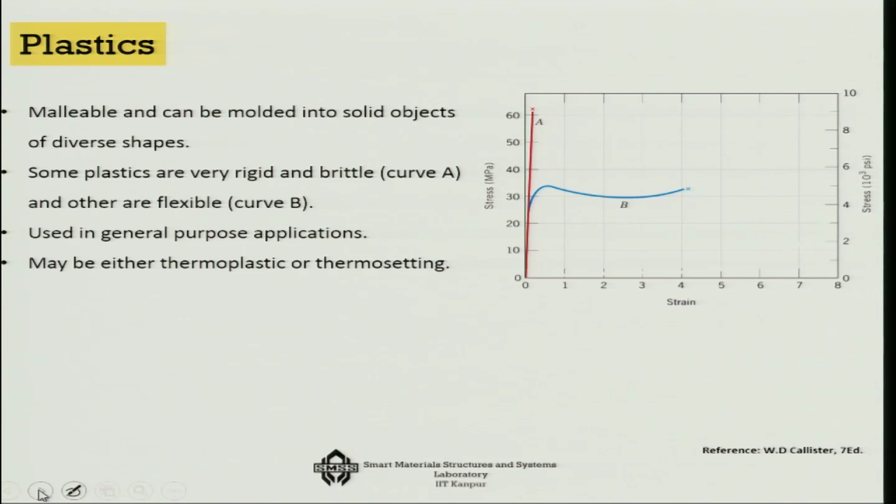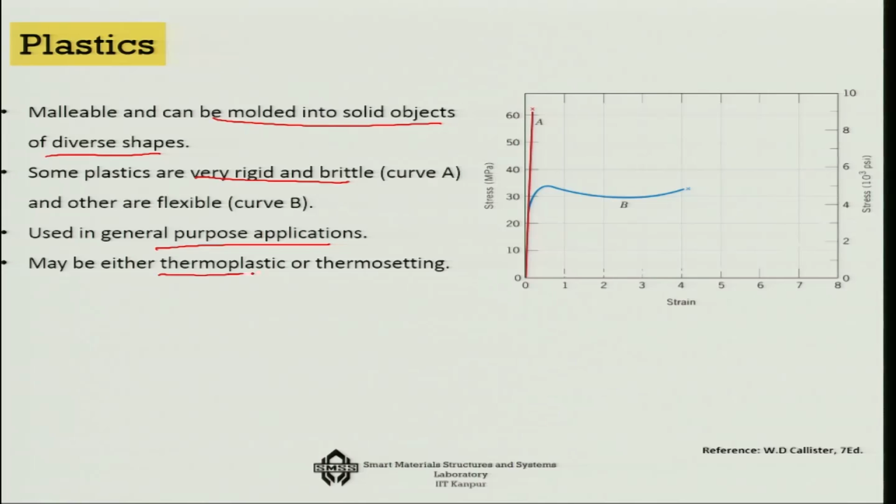The plastics, I already told you, are in between the elastomers and the brittle materials. They are malleable and can be molded into solid objects of diverse shapes. Some plastics are very rigid and brittle and others are flexible. They are used for all general purpose applications like some toys or very quick rapid prototypes you want to make, and they can be either thermoplastic or thermosetting. That is about the plastics.